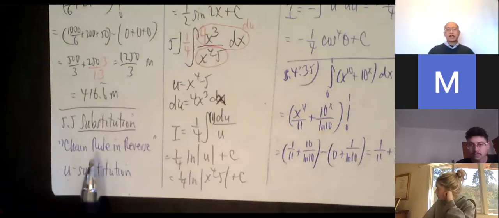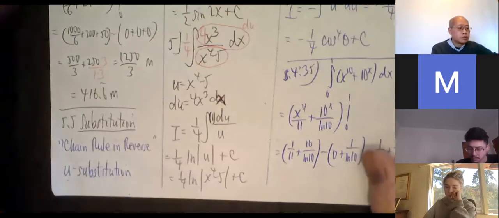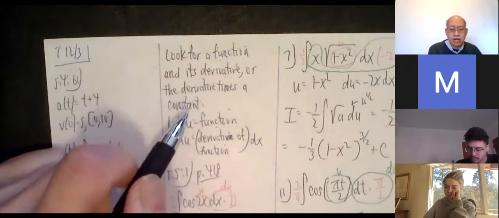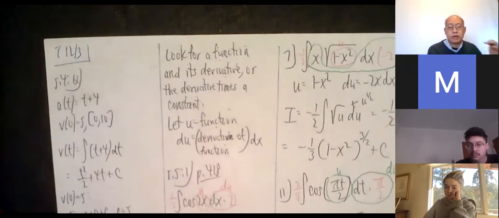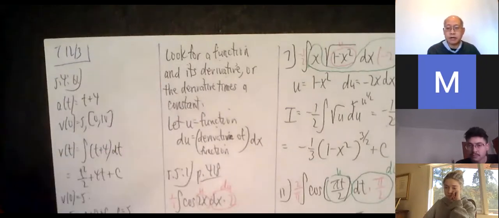Okay, so this is sort of the chain rule in reverse, by means of a u substitution. So look for a function and its derivative, or maybe the derivative times a constant. If you don't quite see the derivative, but you can multiply the du expression by a constant, that's still going to be okay.